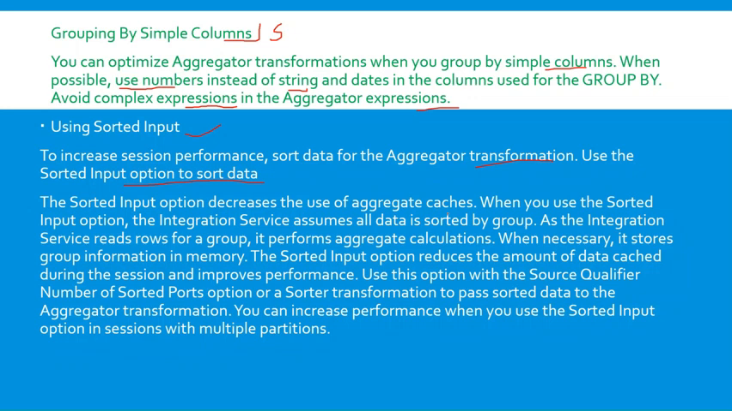The same way in our programming area, if you want your transformation to search for anything, because it creates the cache, right? Cache memory. And suppose your unsorted input is there, so how to identify? It will process, but it will take time. When I sort that input, it will be easy to identify and sort those data. So the sorted input option decreases the use of the aggregate cache. When you use the sorted input option, the integration service assumes all data is sorted by group.